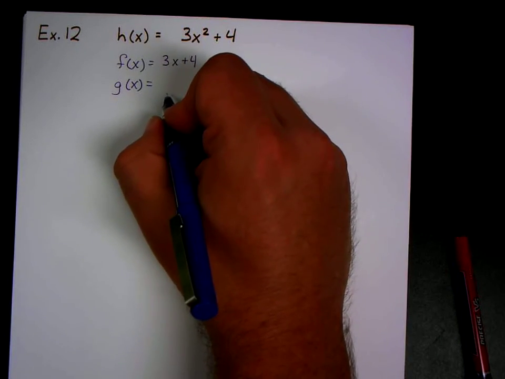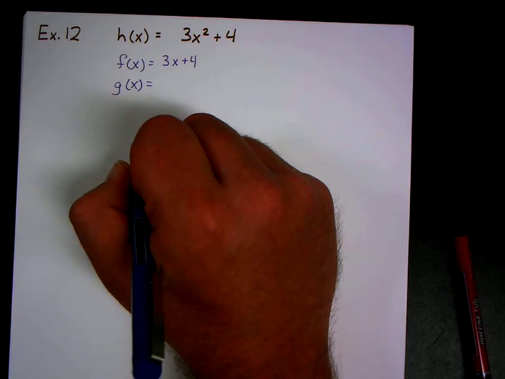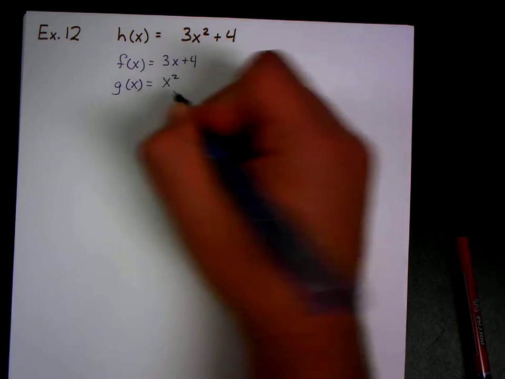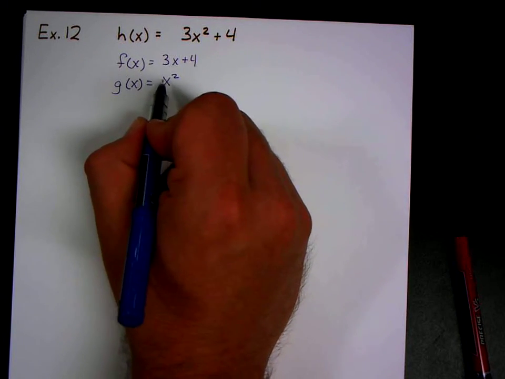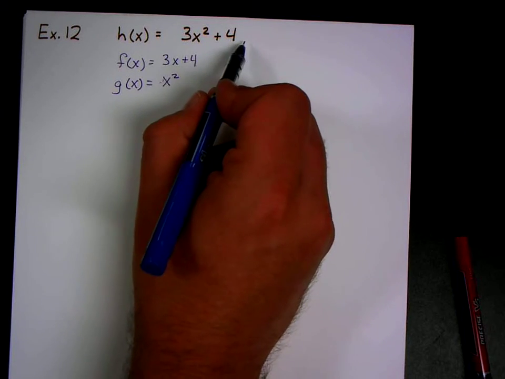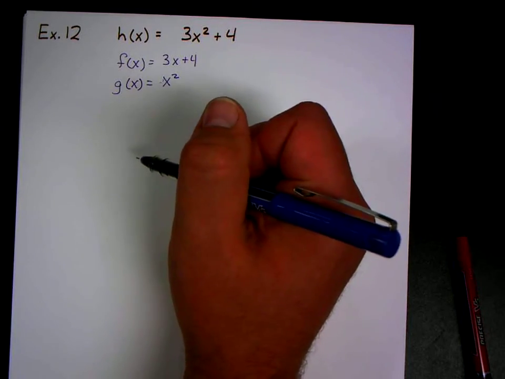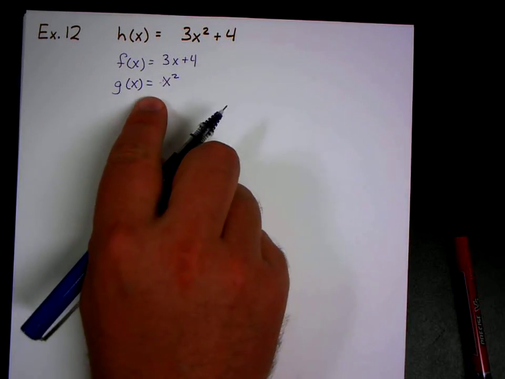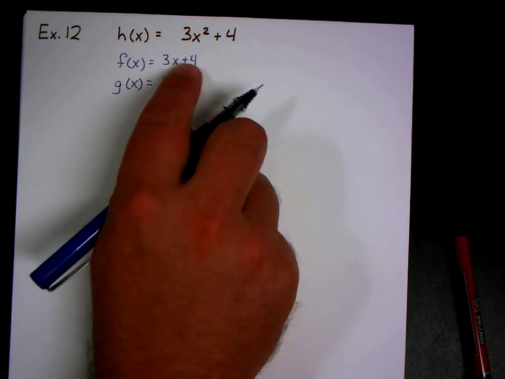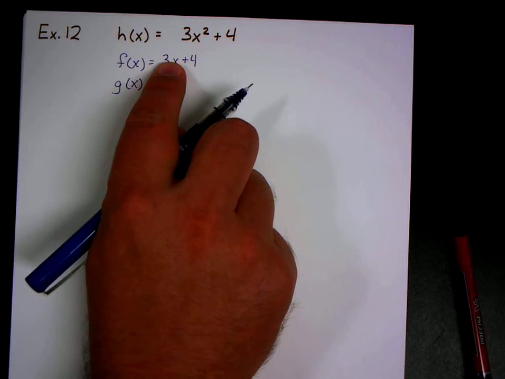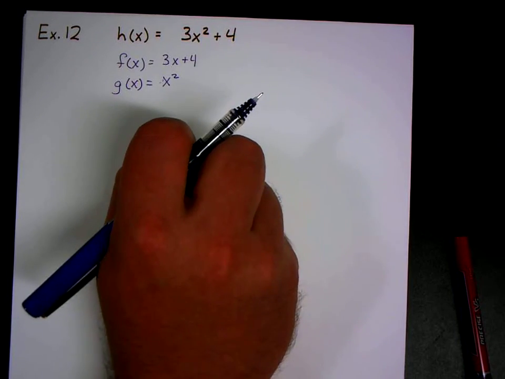So what would g of x be? X squared. So see, if I took x squared and replaced x with it, then it would look like this. Another possibility is I can make g of x 3x squared. Then I could just make this x plus 4. Then I could replace x plus 4 with 3x squared, and then it would look like that.